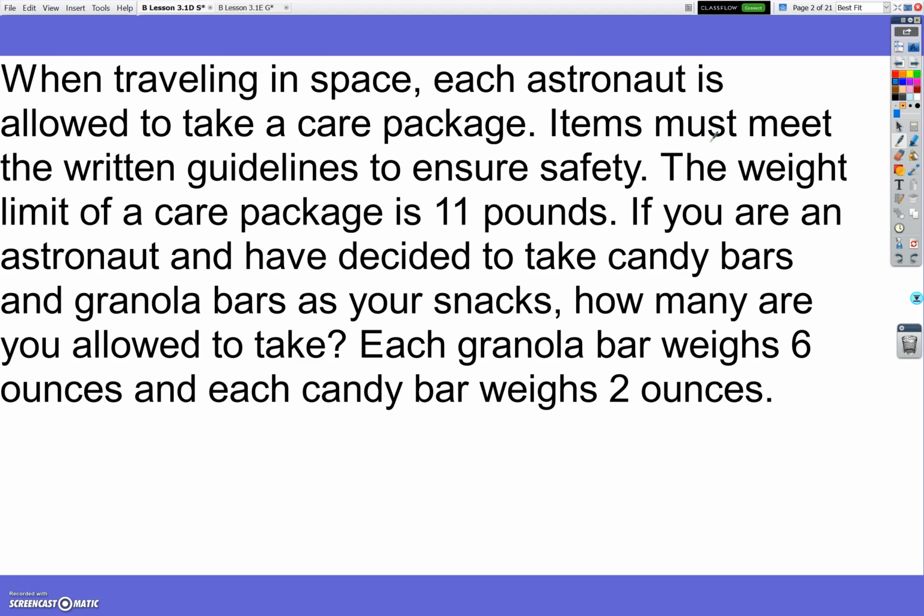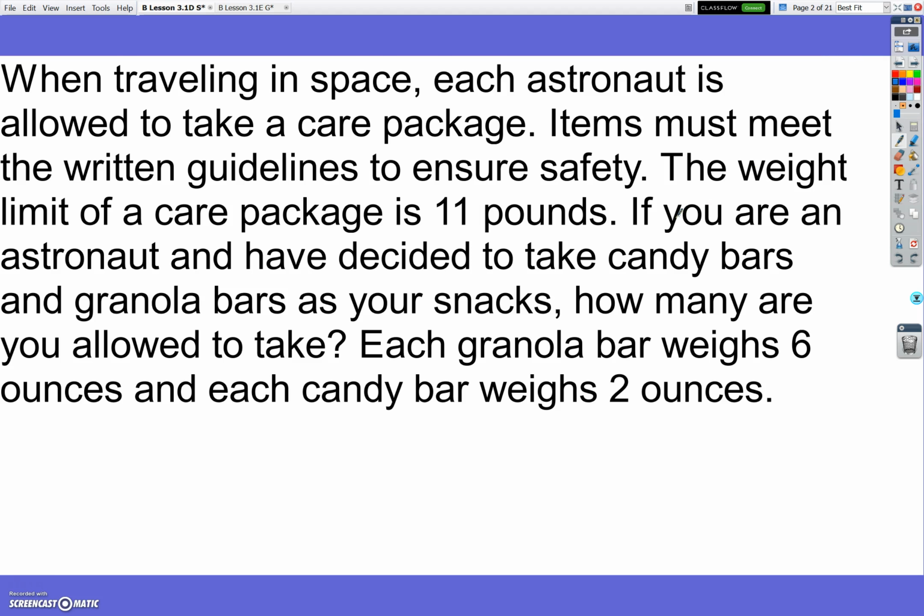When traveling in space, each astronaut is allowed to take a care package, basically a box of stuff. Items must meet the written guidelines to ensure safety. The weight limit of this care package is 11 pounds. If you are an astronaut and have decided to take candy bars and granola bars as your snacks, how many are you allowed to take? Each granola bar weighs 6 ounces and each candy bar weighs 2 ounces.